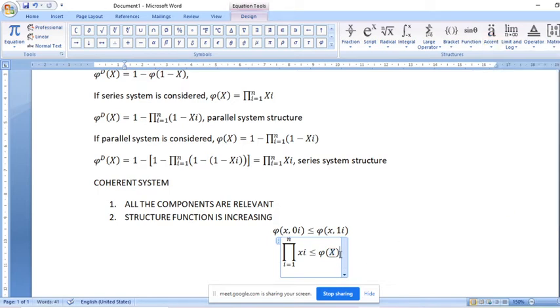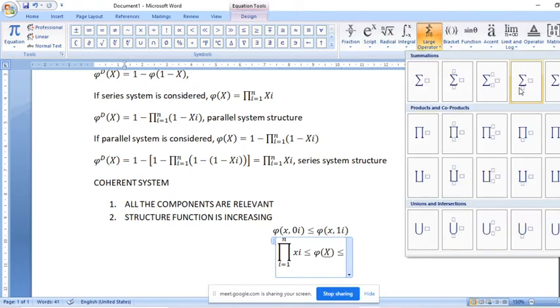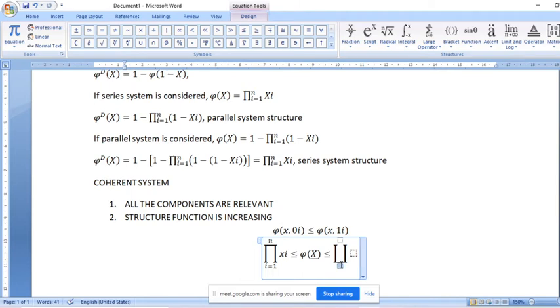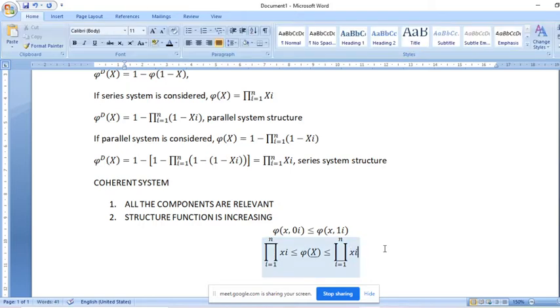Vector x means x1, x2, x3, xn. That is less than or equal to, what is that? Union. You know the meaning of union, i equal to 1 to n of xi. So this condition is satisfied for every coherent system. So that is the theorem statement.